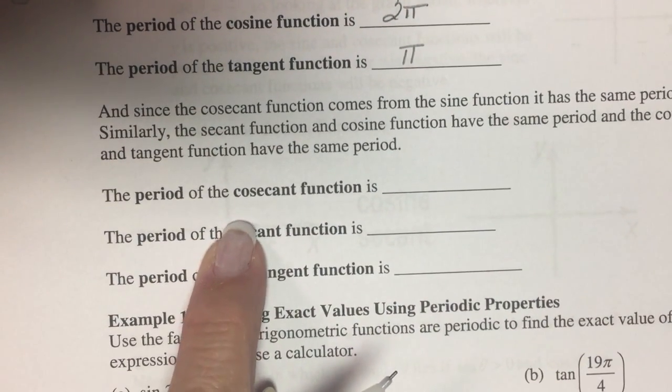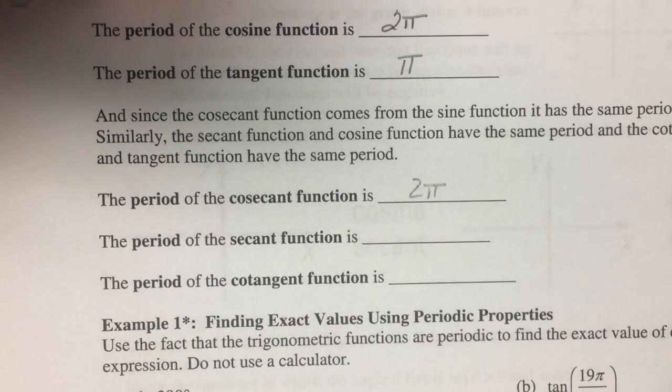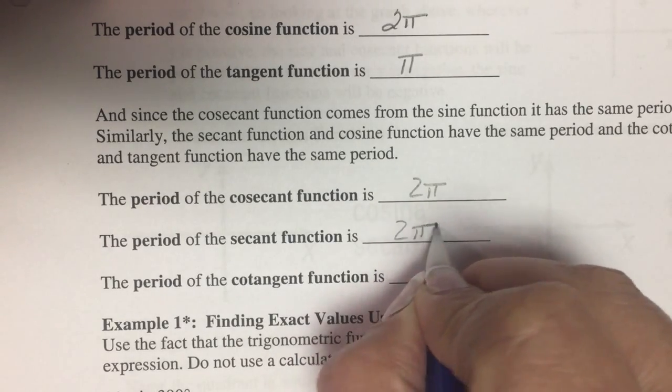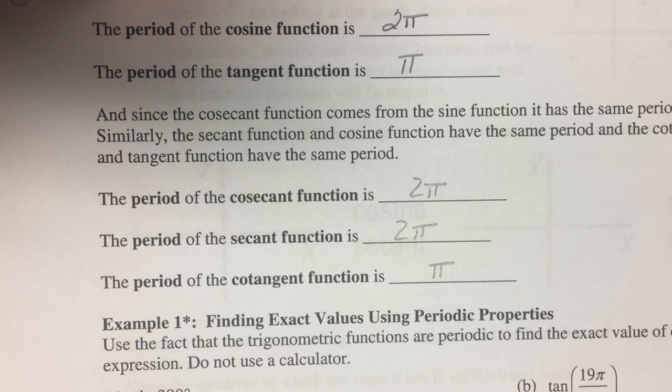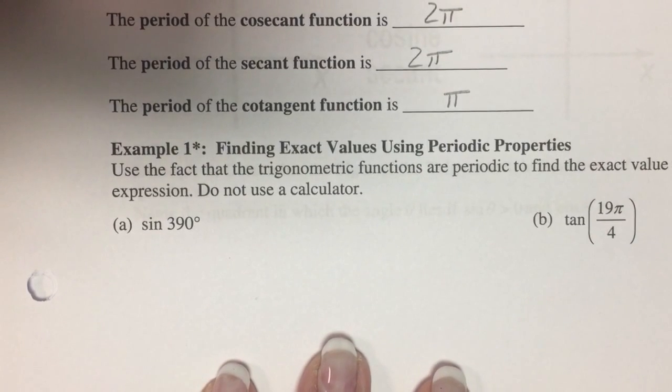Now, how about our reciprocal functions here? The cosecant function is still 2 pi. It's the reciprocal of the sine function. The period does not change. Same thing with secant. It's the reciprocal of cosine, so it's still 2 pi. And guess what? The period of cotangent is still pi. So those are the periods of those.